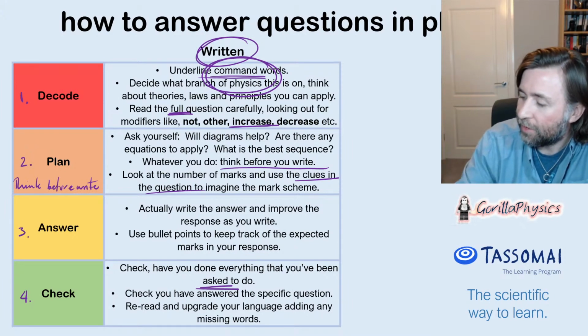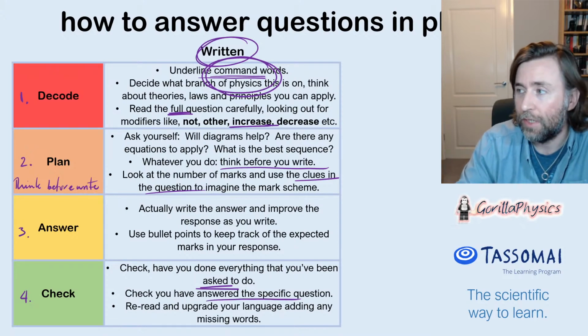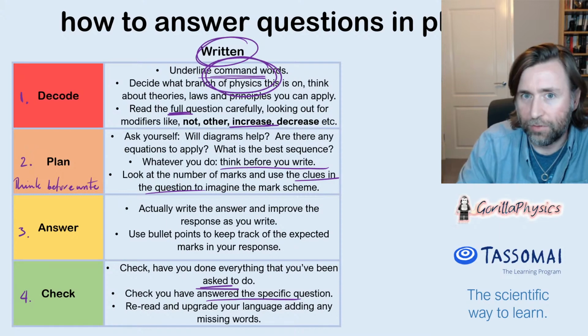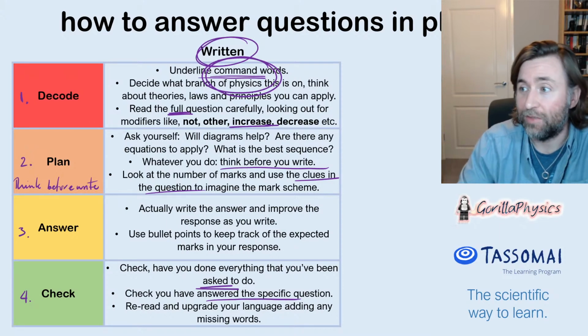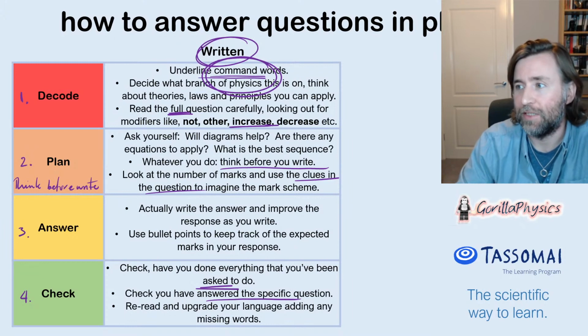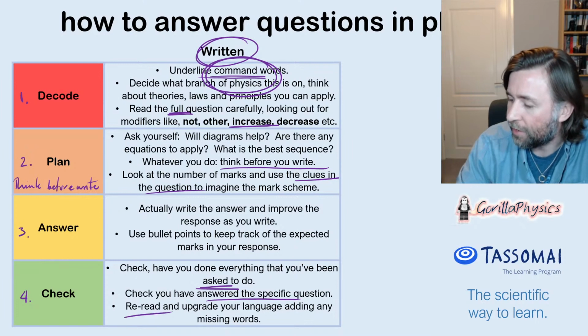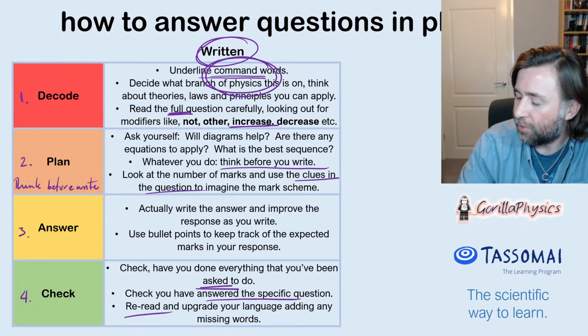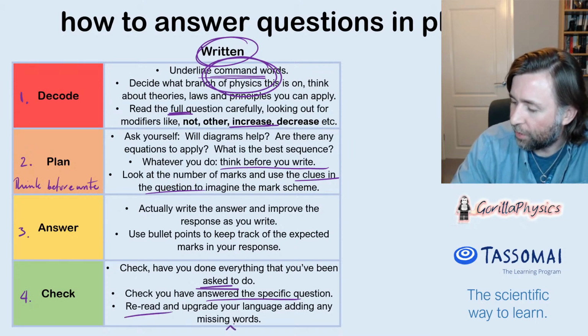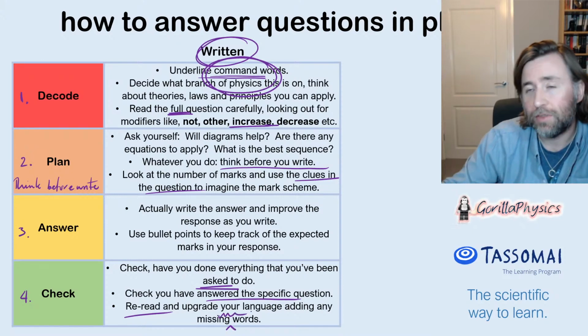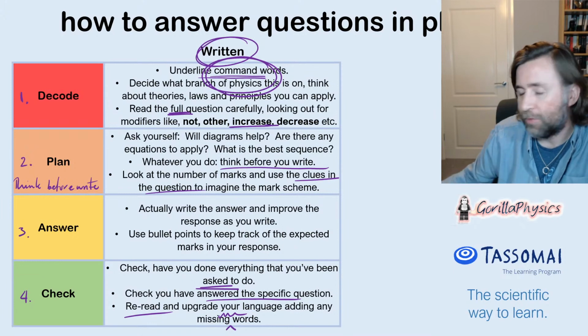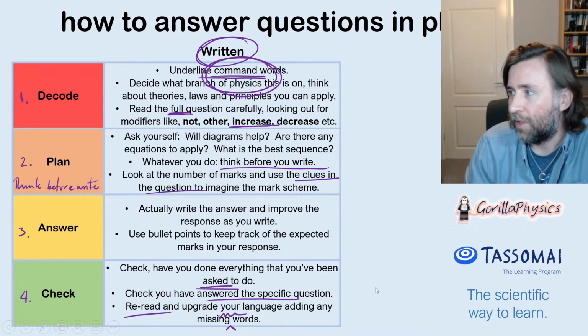And then check you've answered the specific question. So was it increase? Was it decrease? Was it actually the question that you've been asked that you've answered? Have you gone off on one about something completely related, but not that answers this specific question? Then reread and upgrade your language. Lots of people use this like missing word mark, just to add in another word above that. It's totally okay to do that. You don't need to. The exam response doesn't need to be neat. It just needs to be legible.